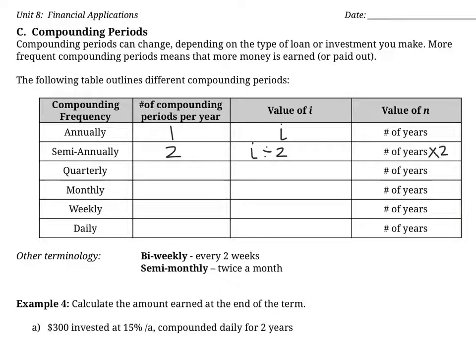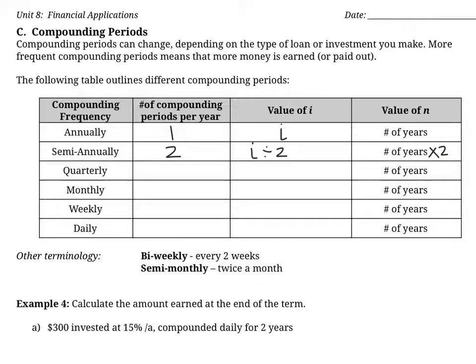Our N value is going to be our number of years, and we're going to multiply that by 2. What that means is, let's say that something is being compounded semi-annually for, let's say, 4 years. Well, we're going to be charged 4 years 2 times. So we want to multiply it by 2 because it's semi-annually. And the pattern is going to continue this way.